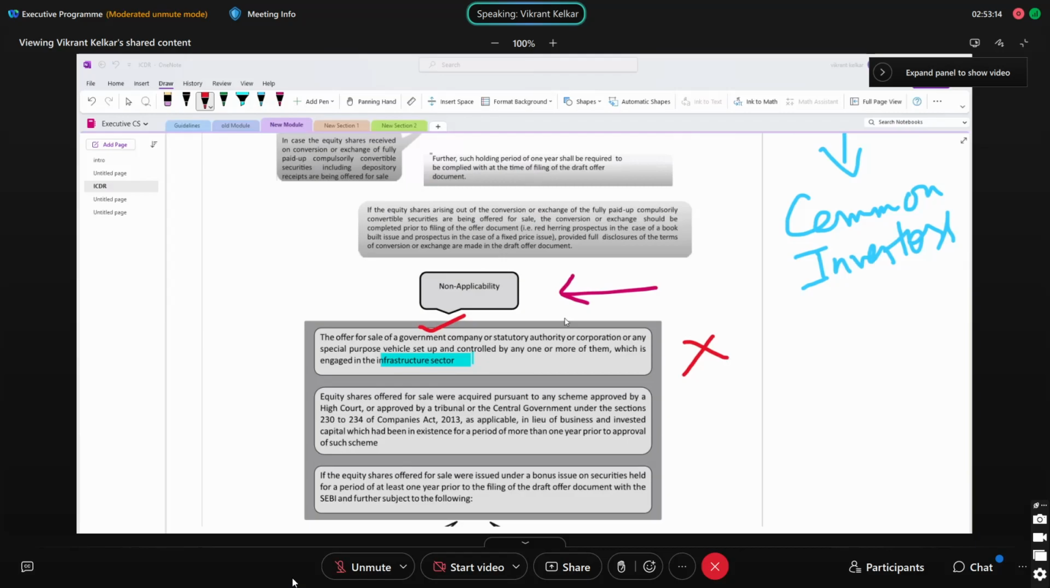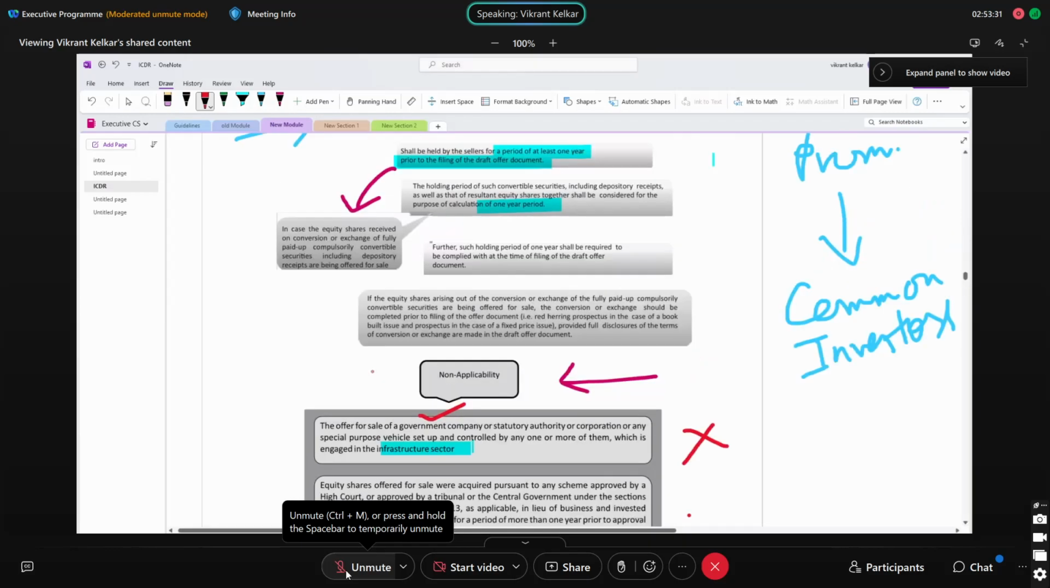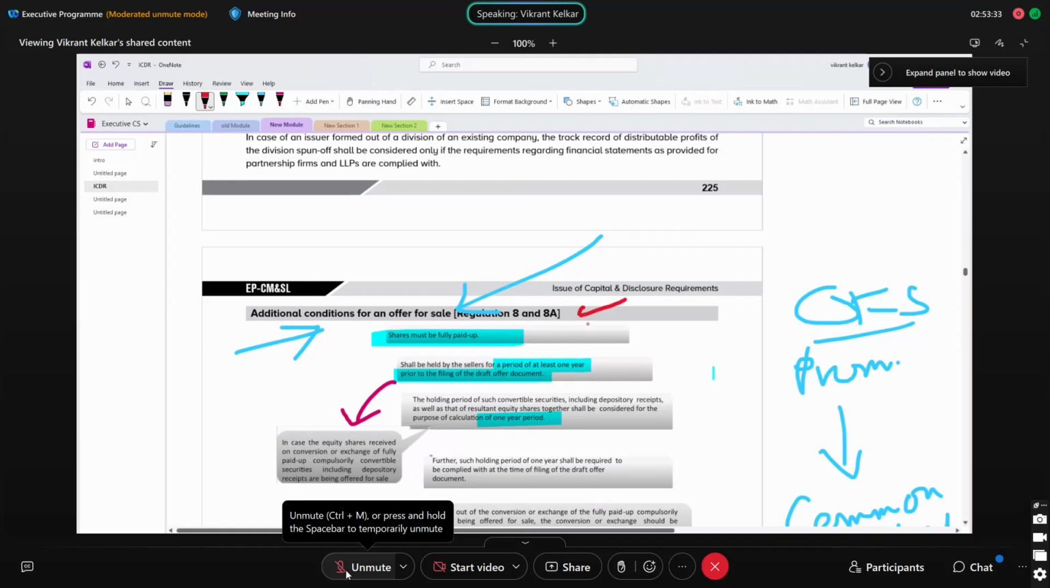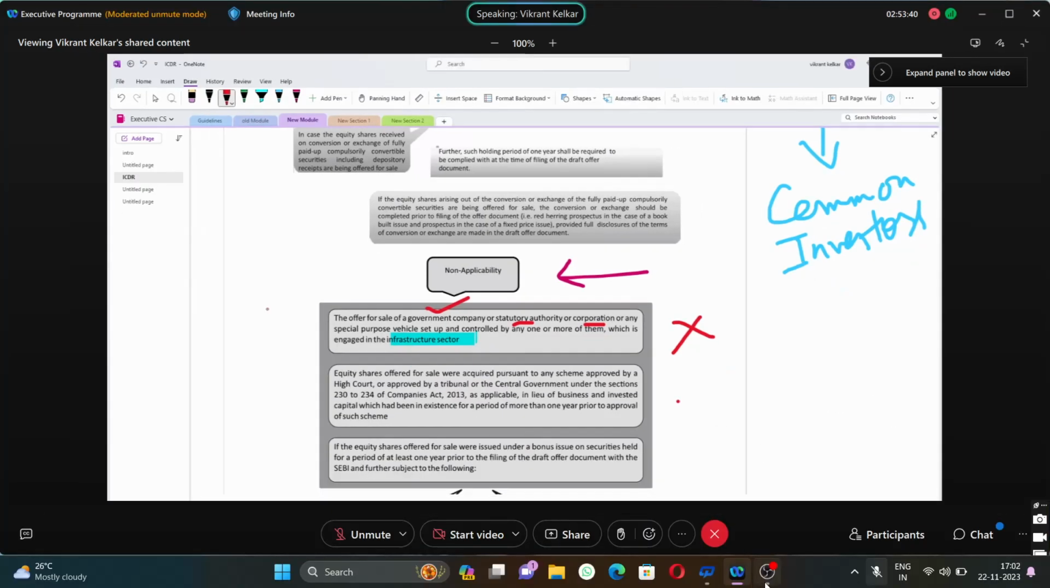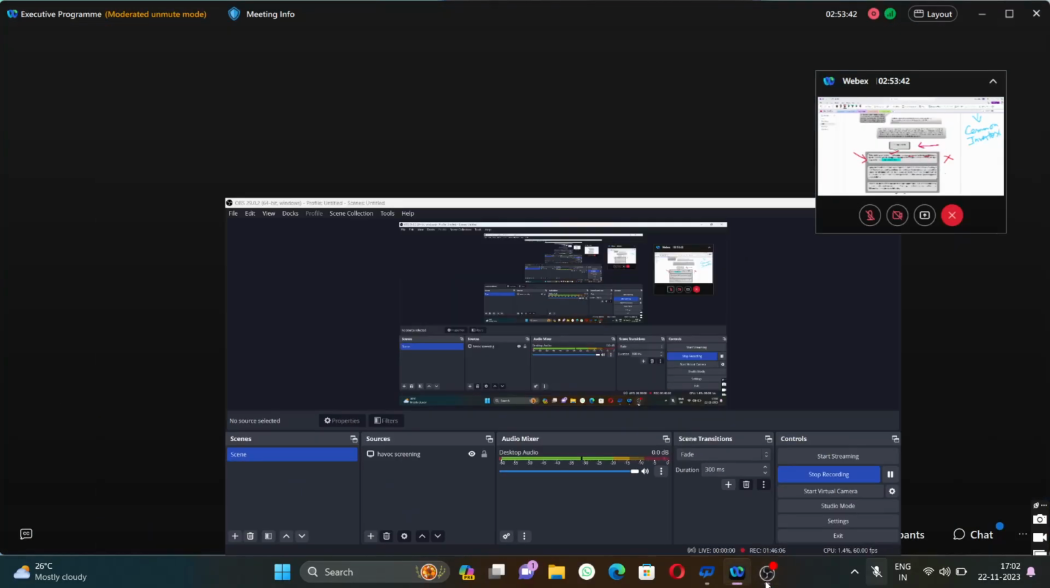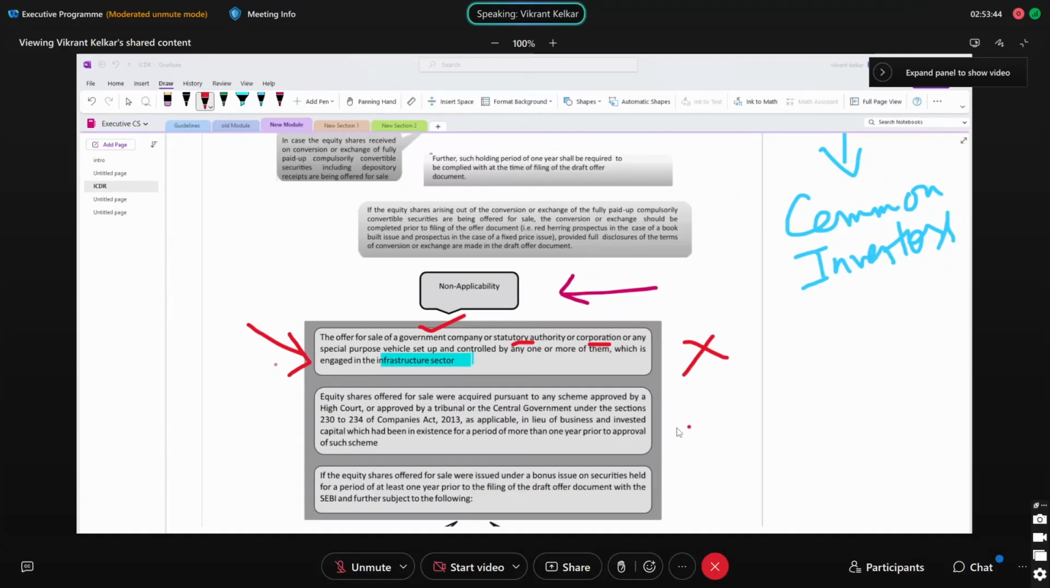Promoters themselves are selling their securities to the general public. Is it possible that the government is the promoter of a government company and the government is selling such securities? So for that purpose, the rules and regulations regarding disinvestment are applicable and not these rules under regulation 8 and 8A. Okay. So the government is the party, or a statutory authority is the party, or a company is the party, and they are dealing in the infrastructure sector. These provisions are not applicable.